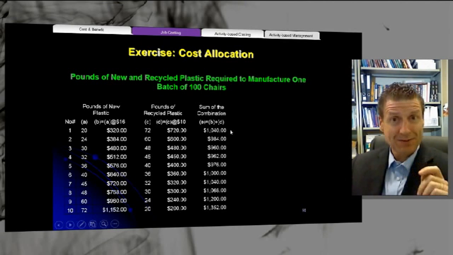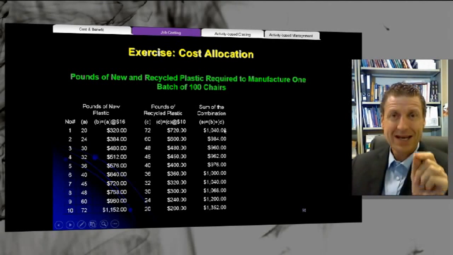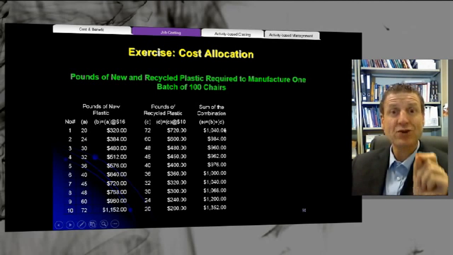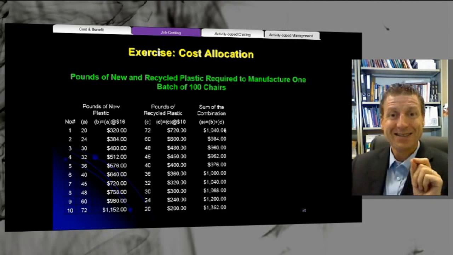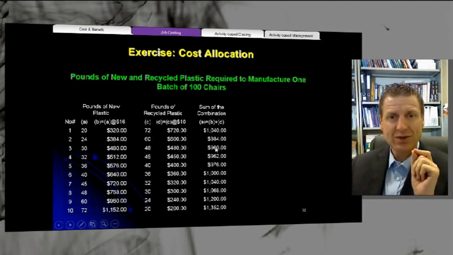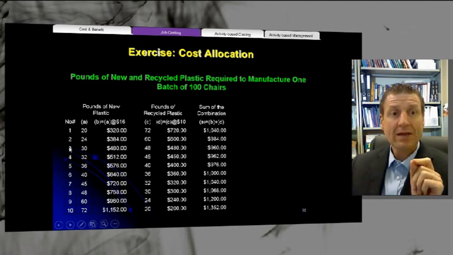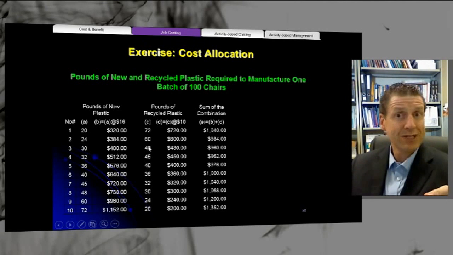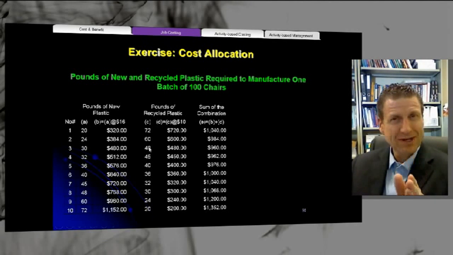Here's the sum of the combination, and as you can see, we want to minimize. If the decision point is to minimize the total costs of manufacturing a batch of 100 chairs, then which combination would we use? We would actually use the one that makes the combination of $960, which will be number 3, 30 pounds of new plastic, 48 pounds of recycled plastic. There you go. Pretty easy, isn't it? But we're not finished yet.